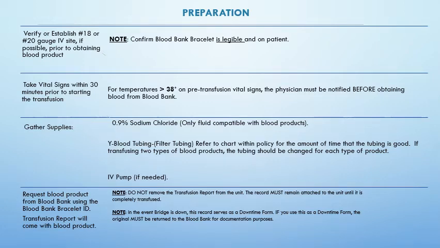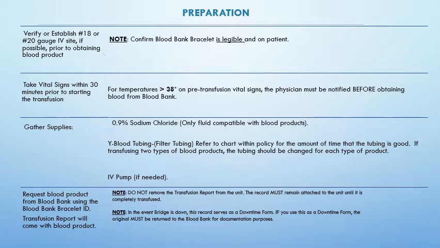You need to gather your supplies. This is going to include normal saline and Y blood tubing, that filter tubing. Refer to the chart within the policy for the amount of time that the tubing is good. If you are transfusing 2 types of blood products, the tubing needs to be changed for each type of product. And then you want to get an IV pump if needed. Then you will request the blood product from blood bank using the blood bank bracelet ID.